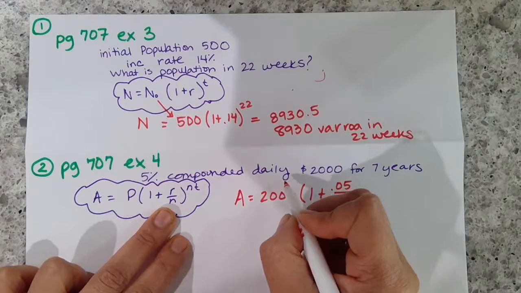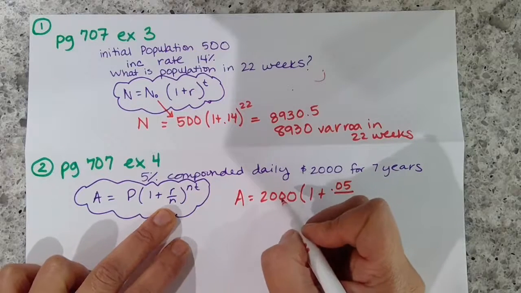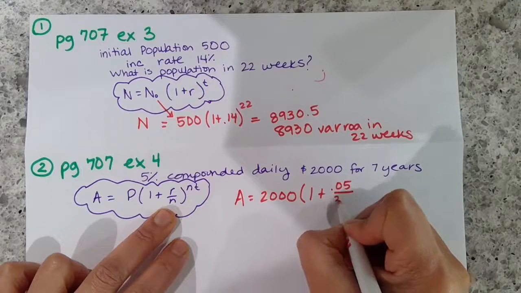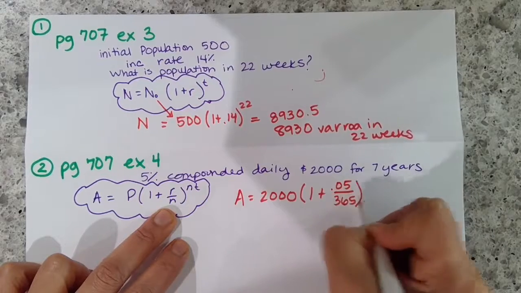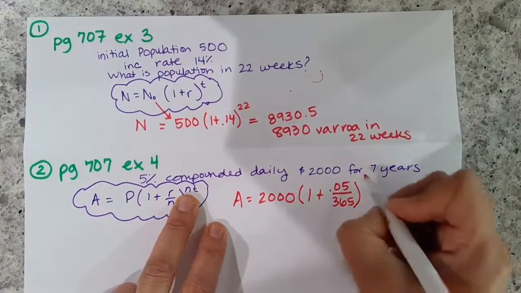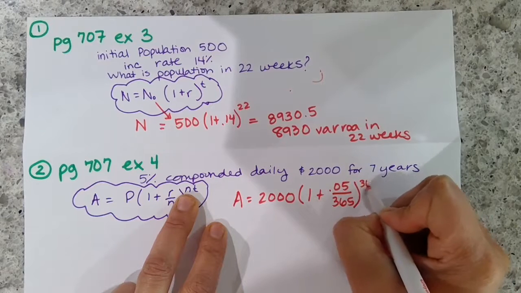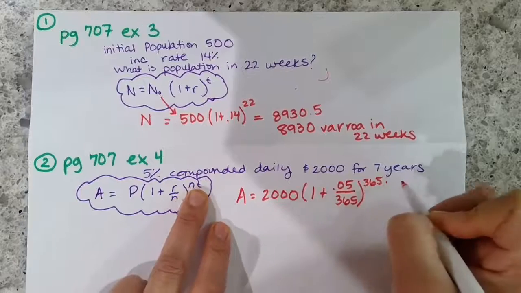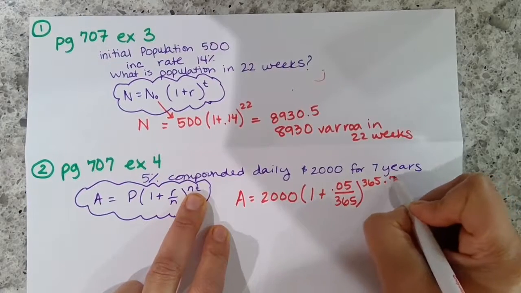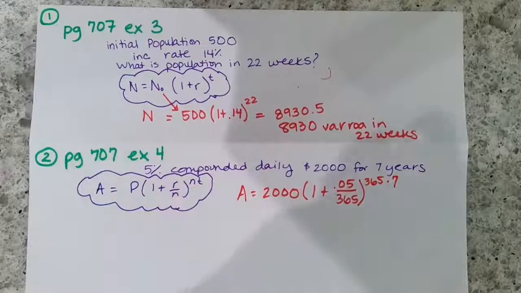Compounded daily. So if it's compounded daily, what number am I going to put in there? 365. Okay. Number of times compounded. So that's the same thing. So 365, for how long? Times 7. And again, you can do this in pieces or plug it all straight into your calculator.